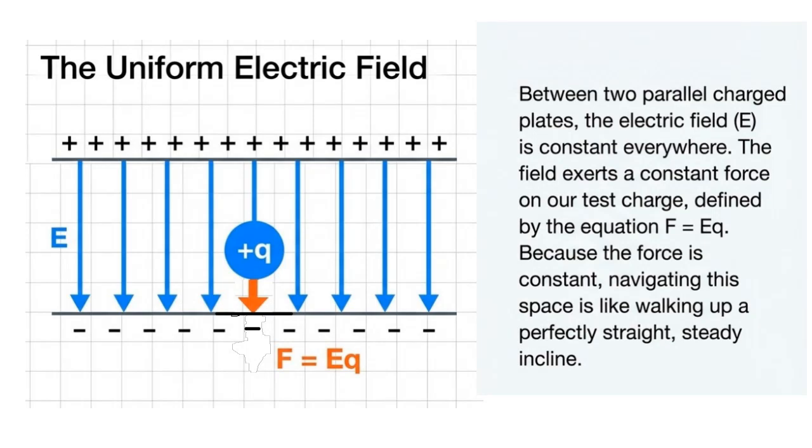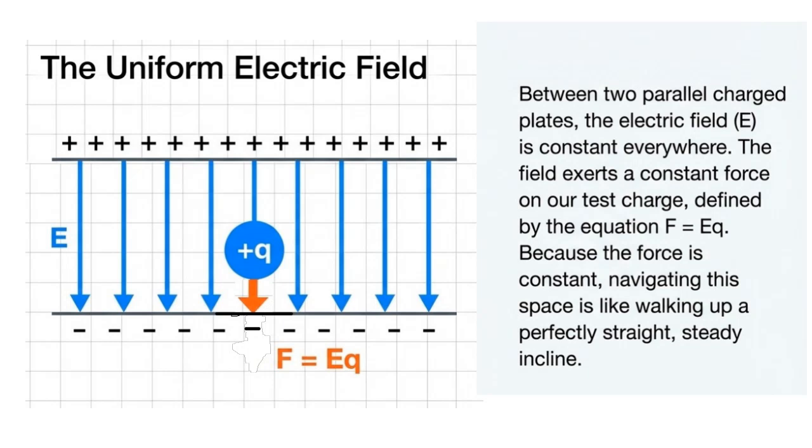When we place two parallel plates with opposite charges, the space between them creates an electric field that is uniform everywhere. This means the field has the same strength and direction throughout this area. If we introduce a positive test charge, it feels a consistent force pushing it from the positive to the negative plate. This force can be calculated using the simple formula F equals E times Q, where E is the electric field and Q is the charge.